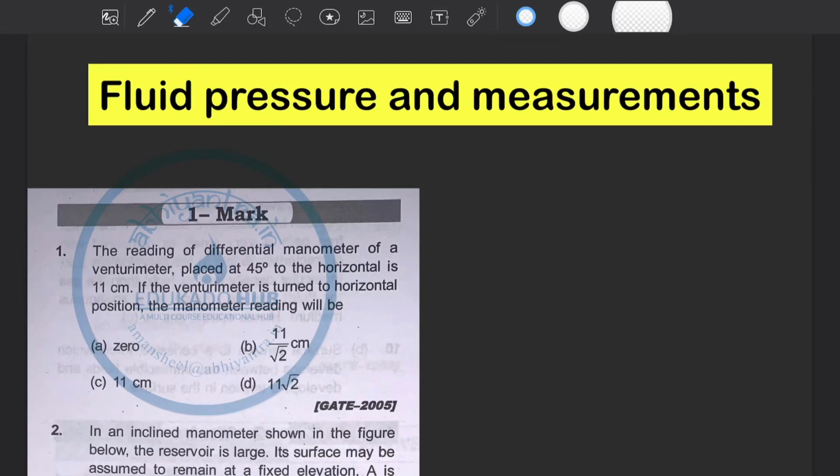Fluid pressure and measurements. So the very first question says that the reading of a differential manometer of a venturimeter placed at 45 degrees to the horizontal is 11 centimeter. If the venturimeter is turned to horizontal position, the manometer reading will be?